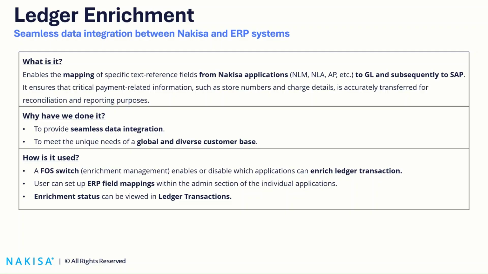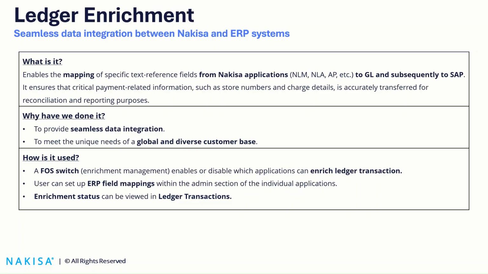Ledger enrichment for our clients who would like to have seamless data integration between Nakisa and ERP system. We have enabled mapping of specific text reference fields from our internal applications, the modules we have for real estate and accounts payable, to general ledger, which will subsequently get posted to your SAP when you run your posting bot. So now you'll be able to enrich, add more information to your postings that are being sent to SAP, and you can configure it using our ERP field mapping within each individual application module we have.